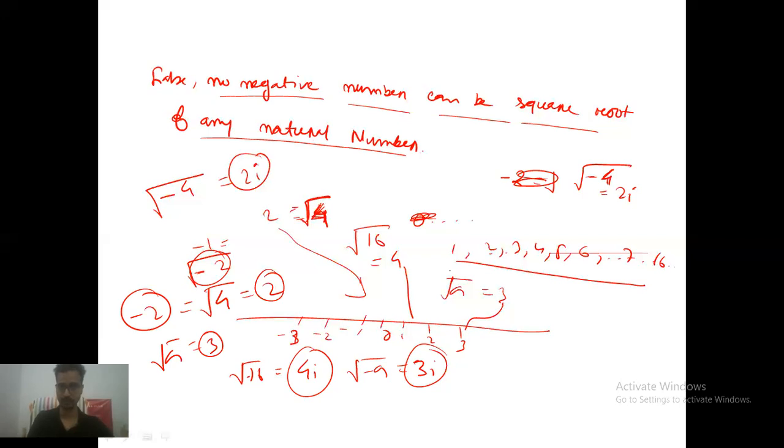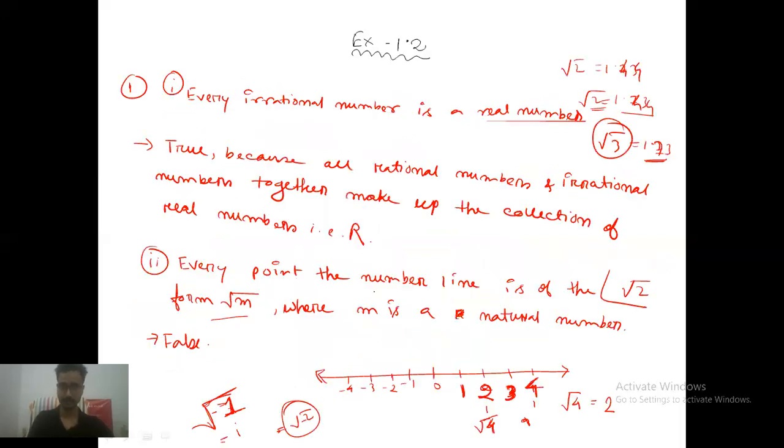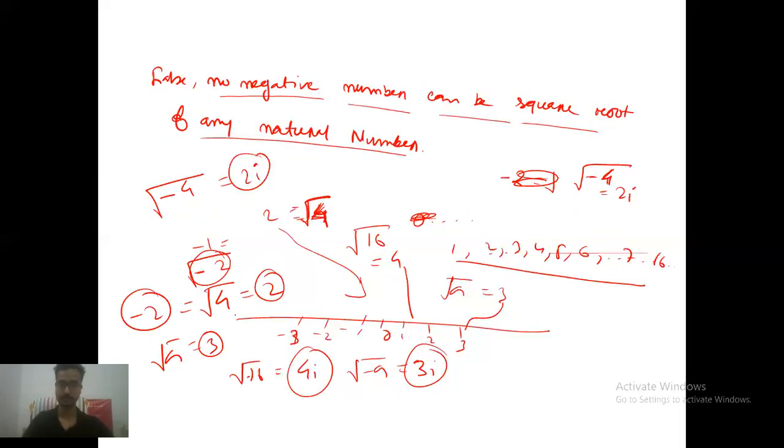Natural numbers are the positive numbers from 1 to infinity. So that's why the statement that every point on the number line is of the form root over m will be wrong. Clear? Okay. If you have any doubt regarding this, ask me in our WhatsApp group. I will explain again.